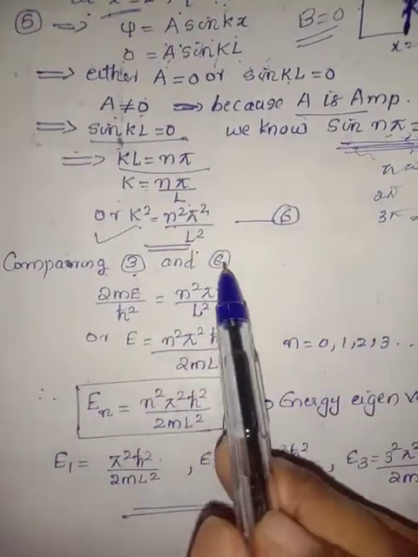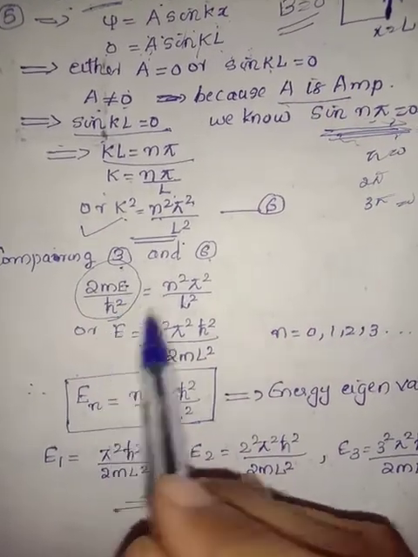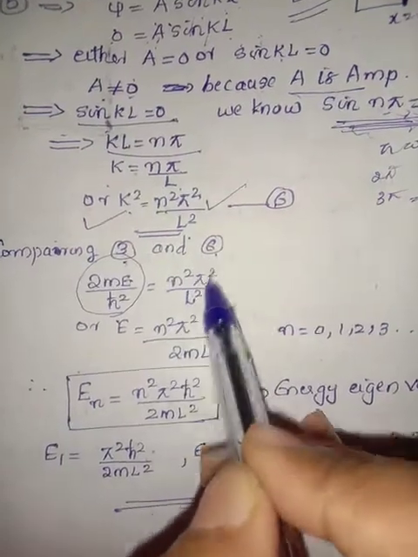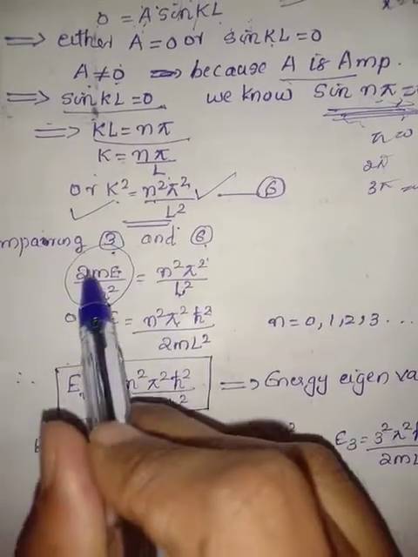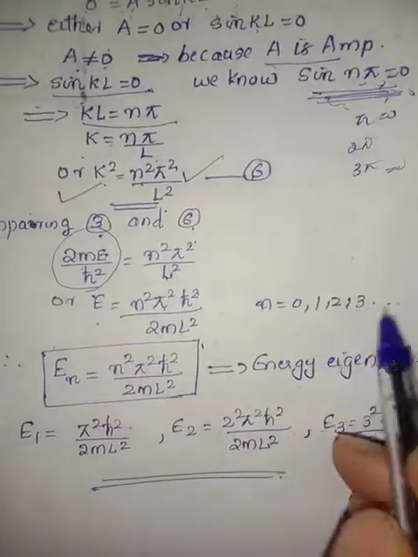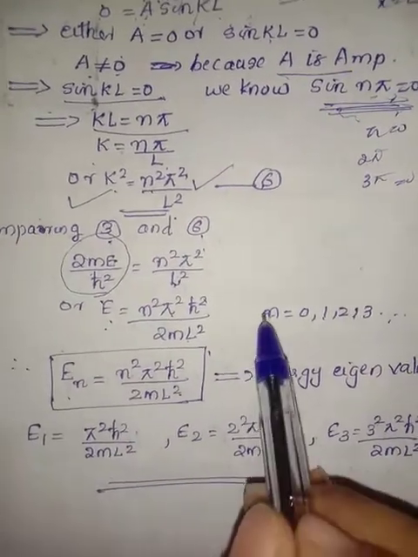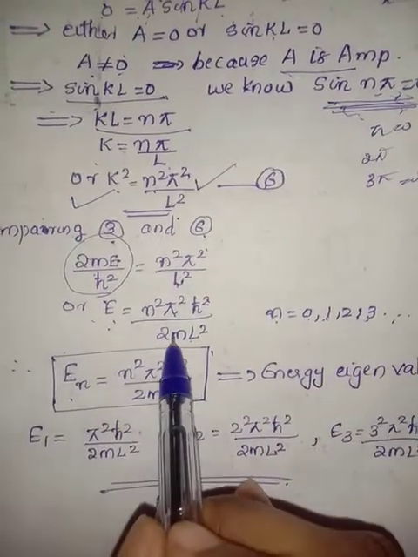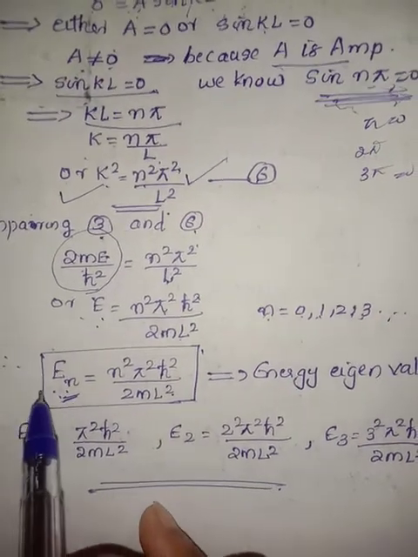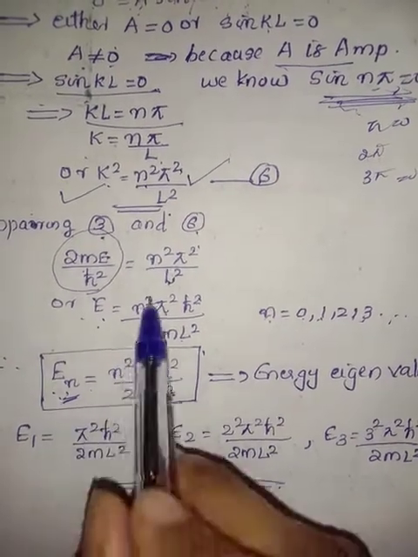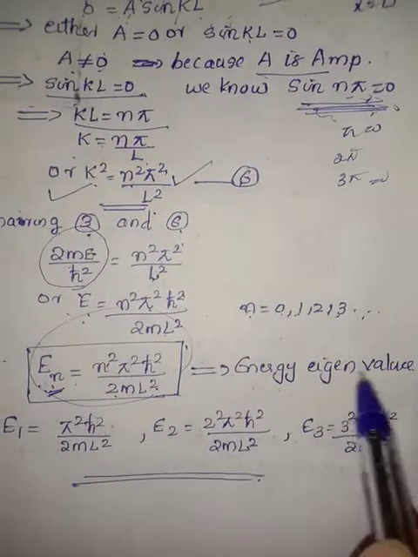Now compare equations 3 and 6, because we already have k square equal to 2m E by h cut square. So 2m E by h cut square is equal to n square pi square by L square. From here E can be written as n square pi square h cut square divided by 2m L square, where n is equal to 1, 2, 3, etc. We can generalize this as En, because for different values of n we have different values of energy. En is equal to n square pi square h cut square divided by 2m L square. This is known as the energy eigenvalues.